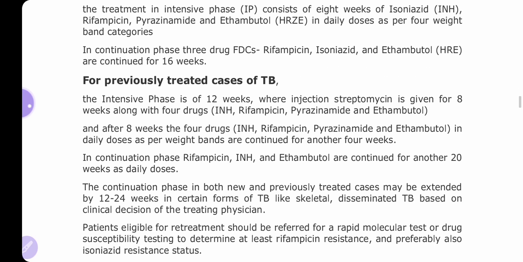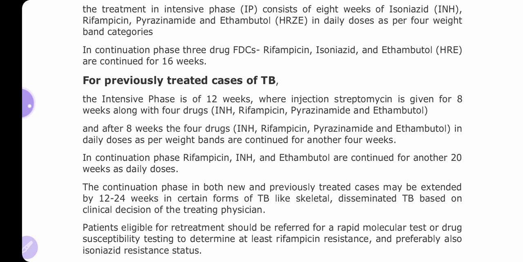For previously treated cases of TB, the intensive phase is of 12 weeks, where injection streptomycin is added for 8 weeks along with 4 drugs, that is HRZE, that is isoniazid, rifampicin, pyrazinamide, and ethambutol. So these 4 drugs are used for 3 months. In fresh cases, the intensive phase is for 2 months, that is 8 weeks, and in the previously treated and relapsed cases, it is for 12 weeks.